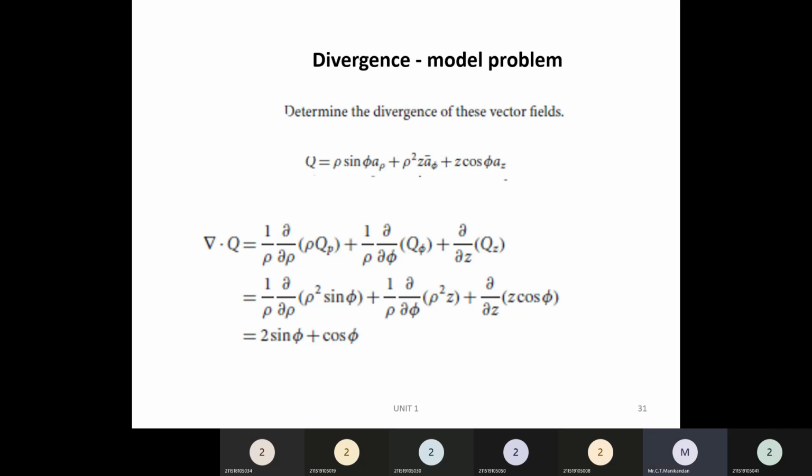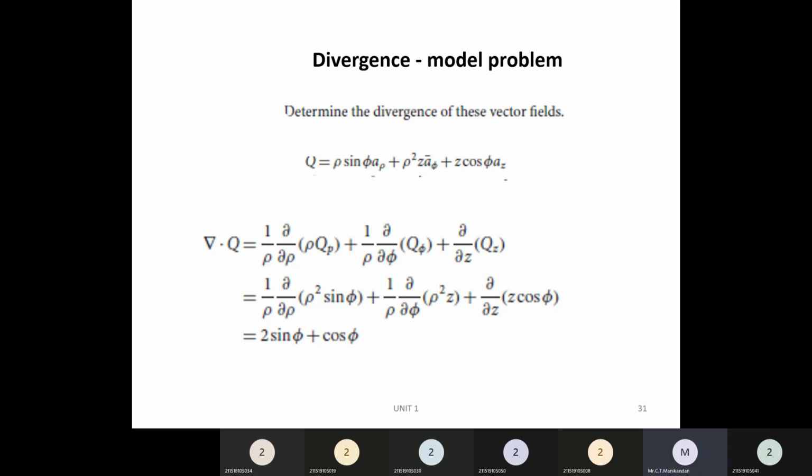We want to find the divergence. As I said, the question does not state whether the system is cylindrical, spherical or Cartesian. On seeing the question, how can we identify the system? We have to look at the vectors, not the coefficients. The coefficients can be numerical or alphabetic values. The vectors are a rho, a phi, a z, so it corresponds to the cylindrical coordinate system.